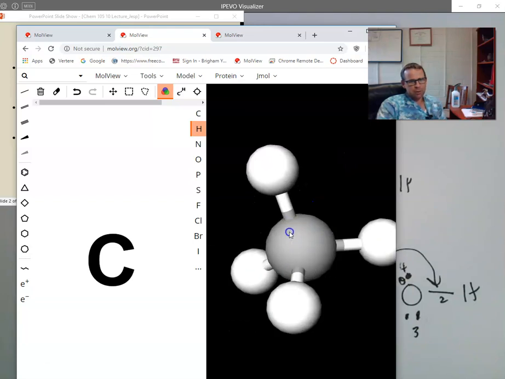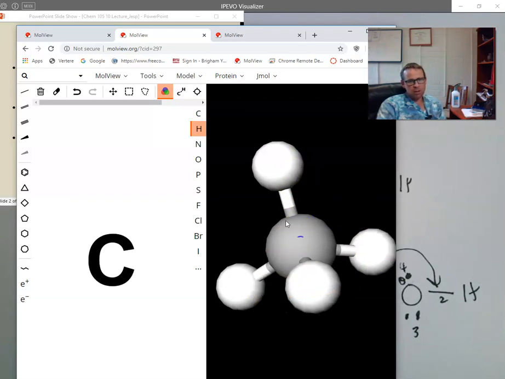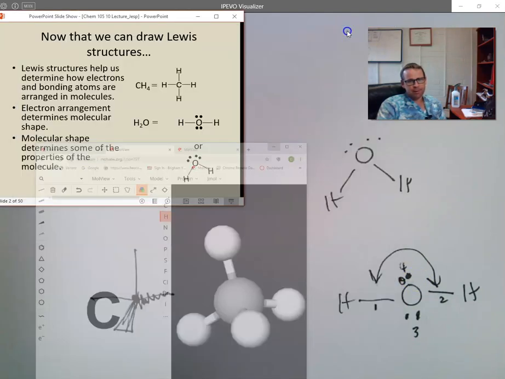Tetra means 4. So if this was a die and you were rolling it, or a shape, it would have 4 sides, right? One there, one here on the left, and then one on the back, and then one on the bottom. So this would be a 4-sided figure.